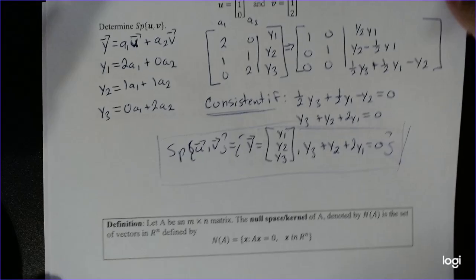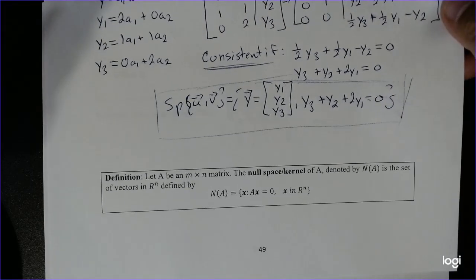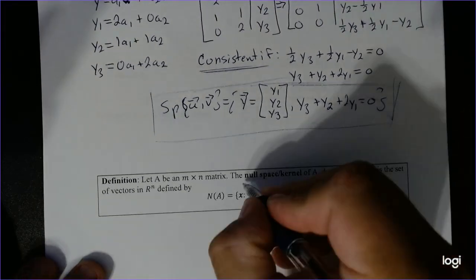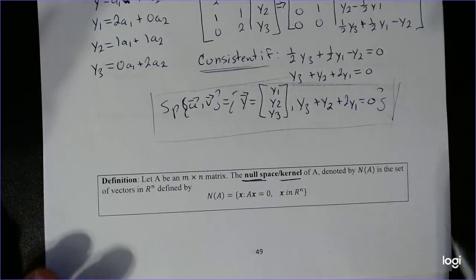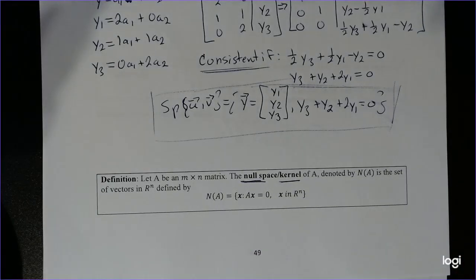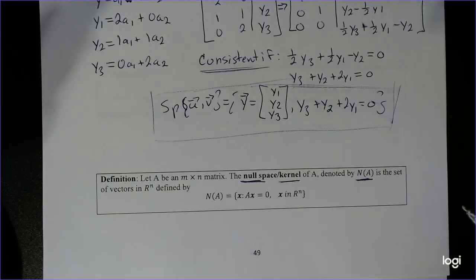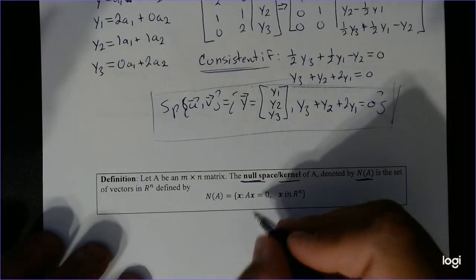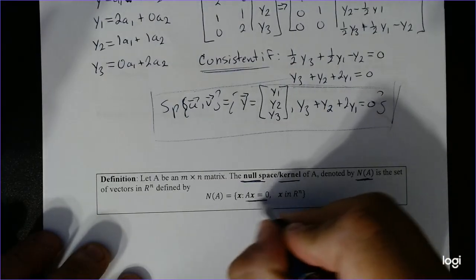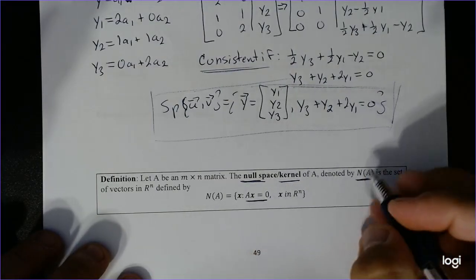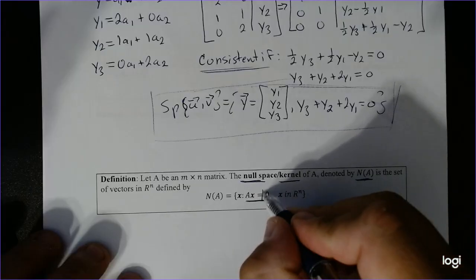But the next type of subspace is called the null space or the kernel. Many people actually use both depending on where you go. So let A be an n by n matrix. The null space or the kernel of A, denoted as N(A), is a set of vectors in Rn defined to be this, where I can find any vector, and when I multiply by the matrix A, I get 0.